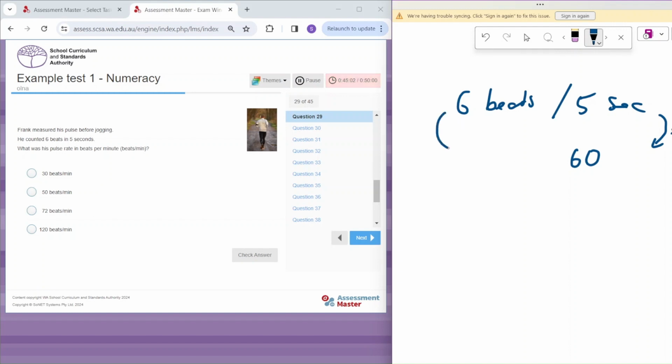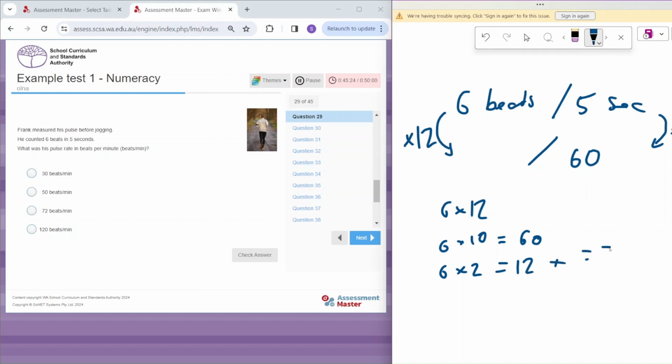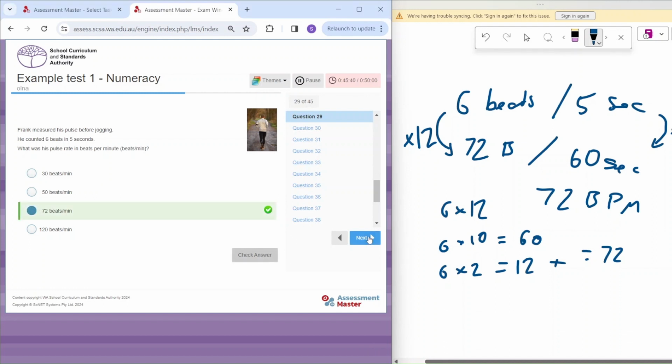So what should I times 6 by to work out the same? Should times it by 12, shouldn't I? 6 times 12, well, let's break it up. 6 times 12 can be broken up into 6 times 10 and 6 times 2. 6 times 10 is 60. 6 times 2 is 12. Add the results, we get 72. So what we're saying is there's 72 beats per 60 seconds. In other words, 72 beats per minute. Select 72, check answer, and next.